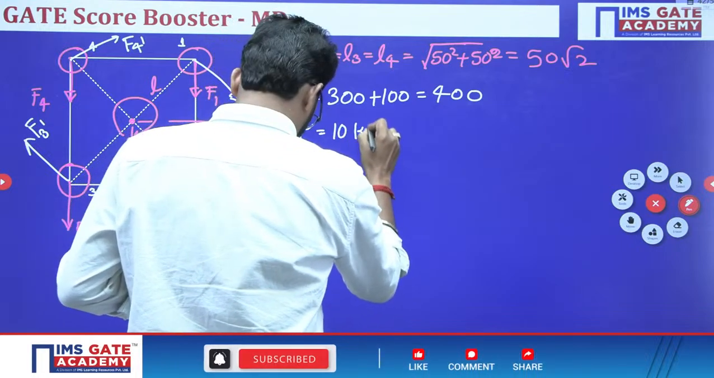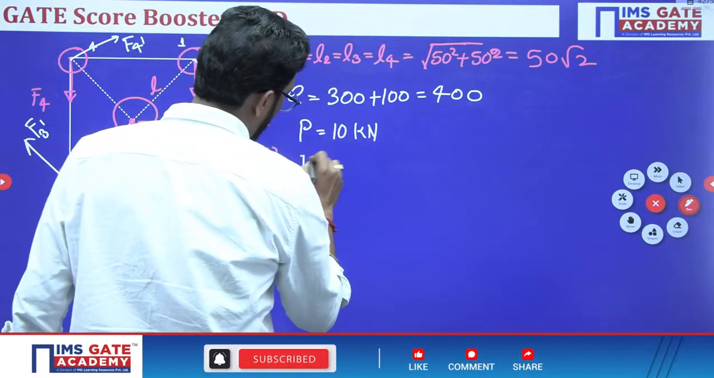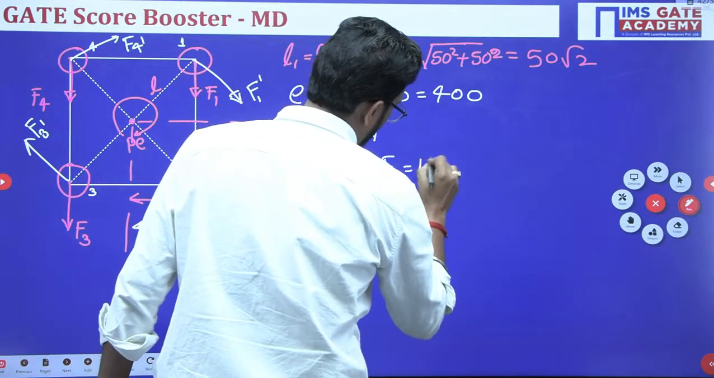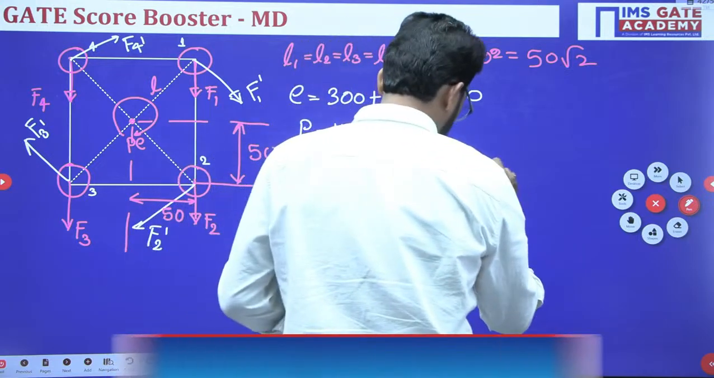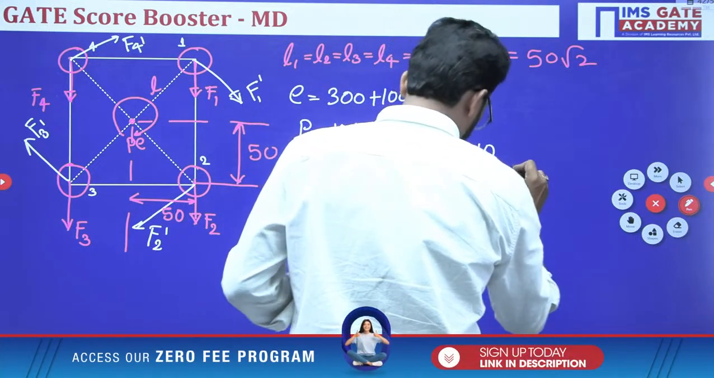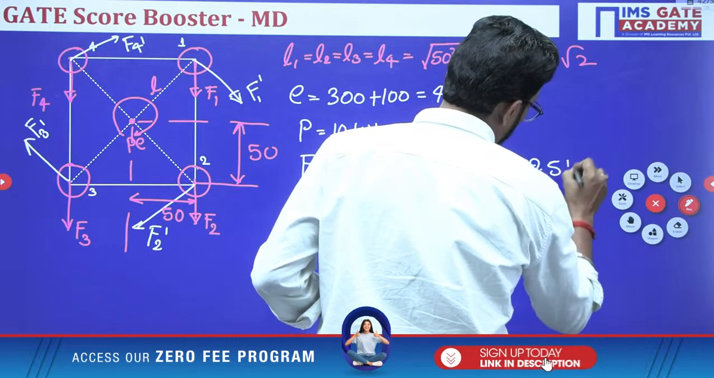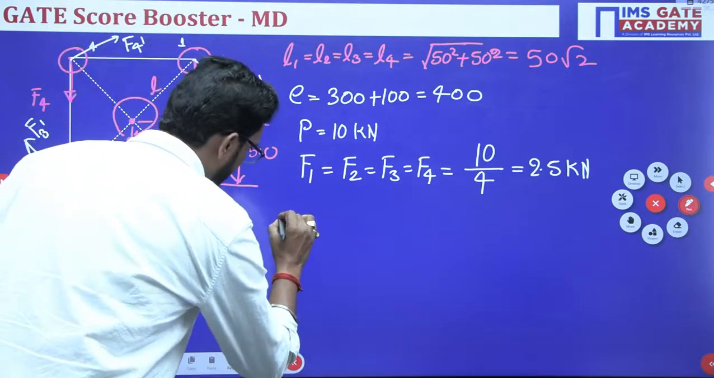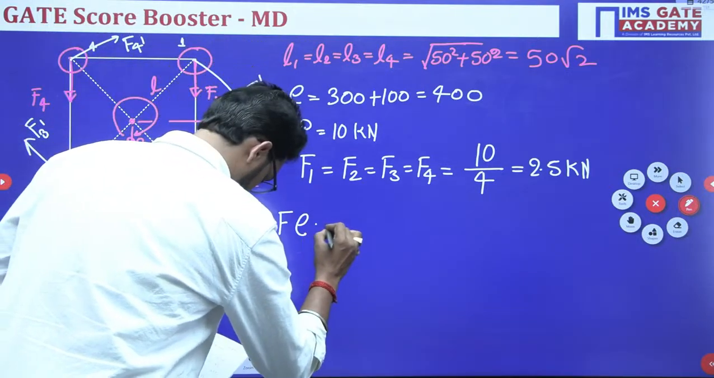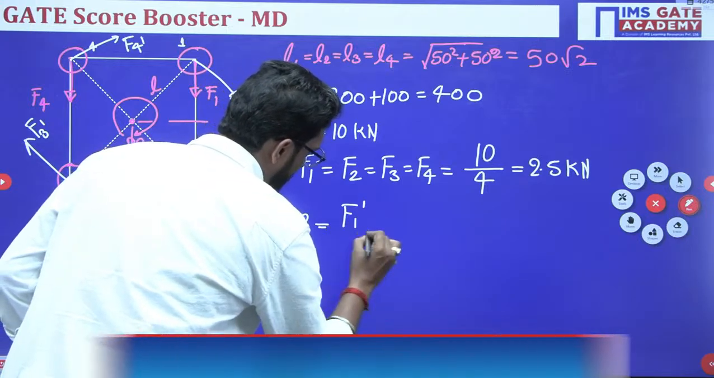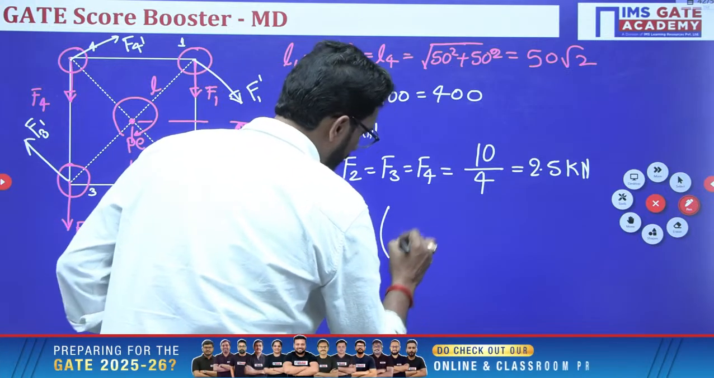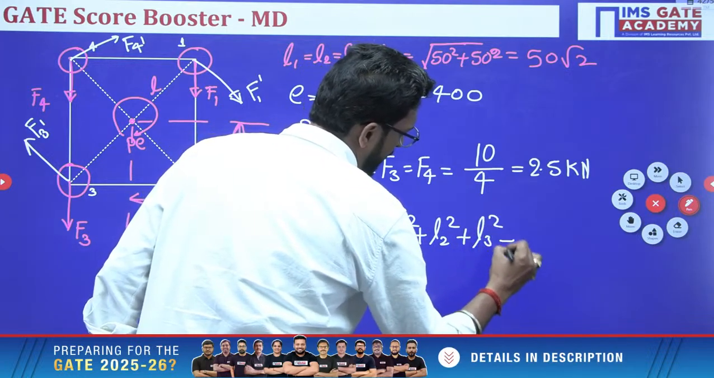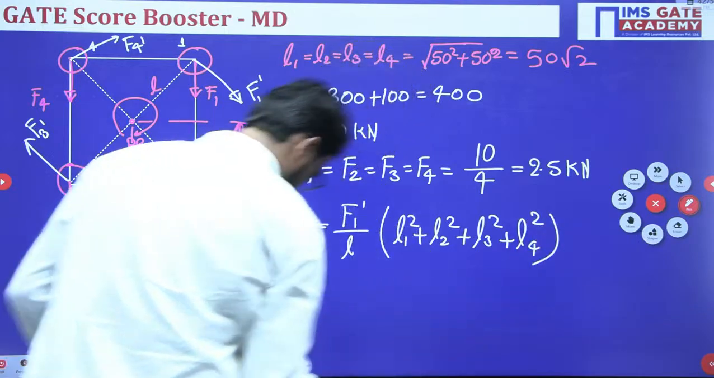It is given. Now primary force is the same, symmetrical, F2, F3, F4. This divided by 4, F by 4, and that is 2.5 kilonewton. Clear? Now secondary force, F into E, F1 dash divided by L into L1 square plus L2 square, L3 square, L4 square. This we know that.